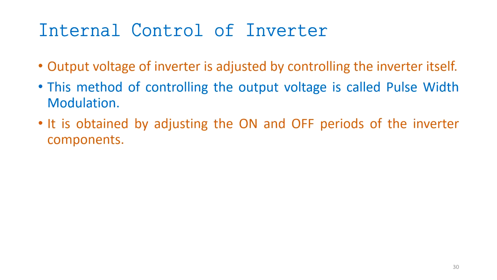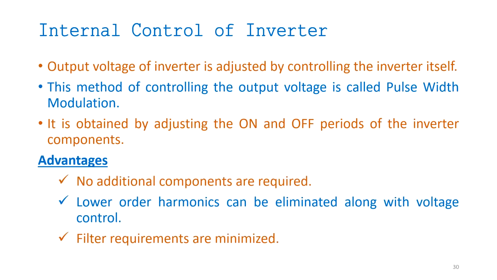Okay, that's a good thing. How can we do it, and what's the advantage? No additional components are required in this case, and lower order harmonics can be limited along with the voltage control. The problem of the harmonics which would be introduced in your output in the case of the previous methods, like external control of output AC voltage, is eliminated in this case, and you usually don't need filters.